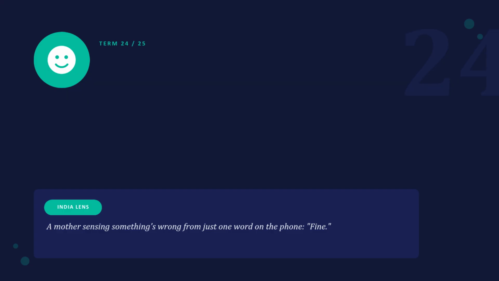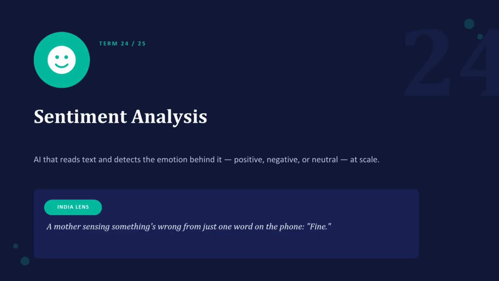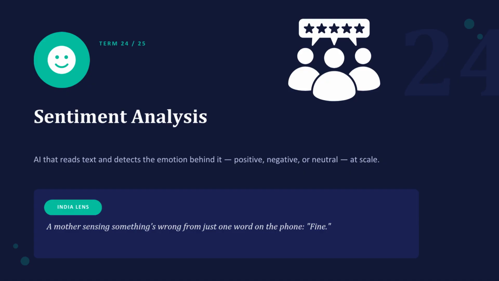A mother can sense her child's mood from just one word on the phone, "fine." She instantly knows something is not fine, right? Sentiment analysis is the AI reading text, like thousands of Zomato or Amazon reviews, and detecting whether the emotion behind it is positive, negative, or neutral. Companies use this at scale to understand customer moods without reading every single review manually.